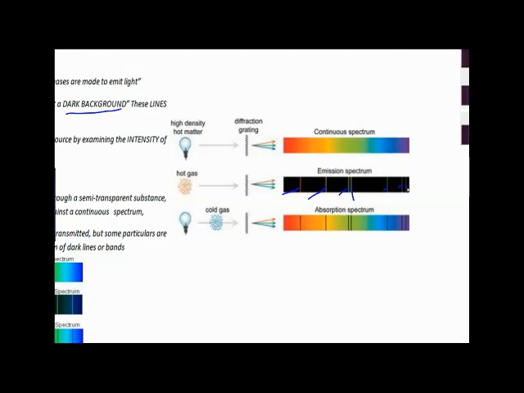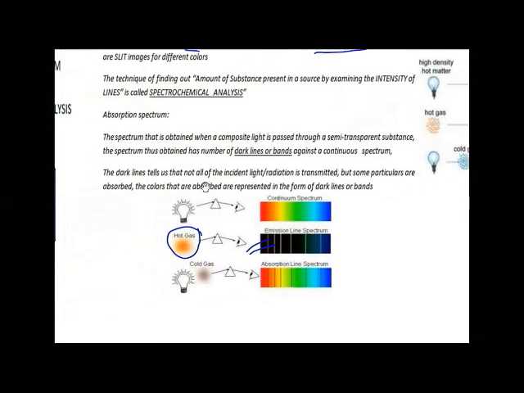The spectrochemical analysis is basically used in industries, medicine, and in crime detection. Now, the next thing is to understand the concept of absorption spectrum.